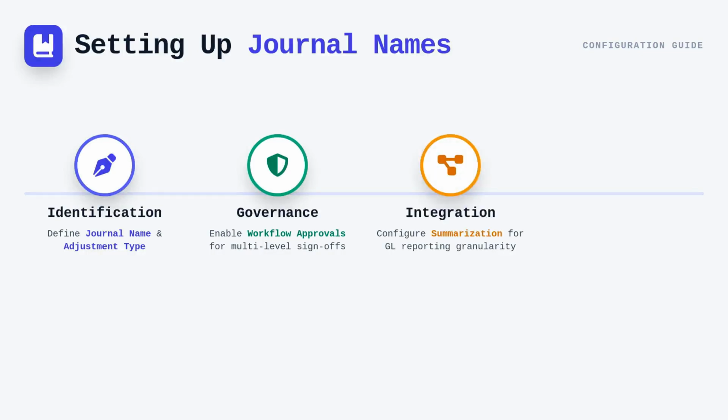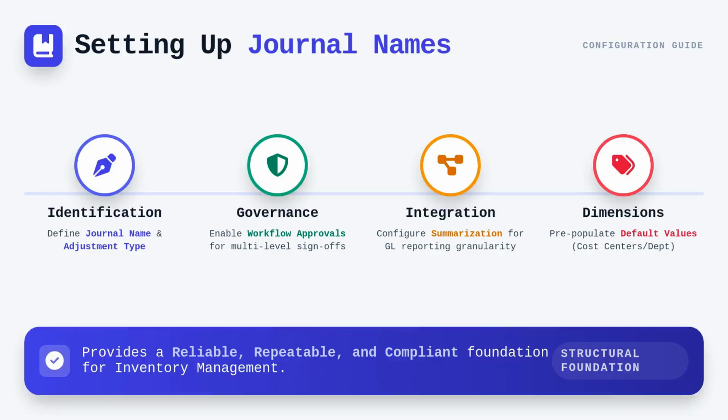Furthermore, you will define how detail is summarized when posts are transferred to the general ledger, which is a key decision point for performance and reporting granularity. Default dimension values can also be pre-populated here, ensuring that every adjustment entry carries the necessary financial dimensions for accurate reporting, such as cost centers or departments. Proper configuration of these journal names provides the structural foundation required for reliable, repeatable, and compliant inventory management practices.